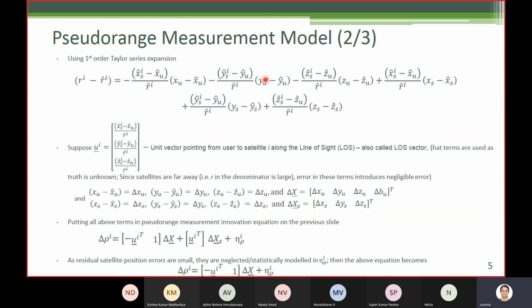Now, this one and this one, we can write in a vector form and represent as UI. This is actually the unit vector pointing from the user to the satellite. So this is the satellite position, this is the user position in the X direction, Y direction, Z direction. We are dividing that by the range. So you are basically getting the unit vector pointing from the user to the satellite. This is also called the line of sight vector.